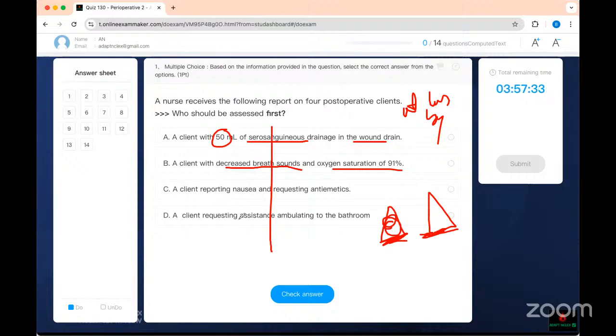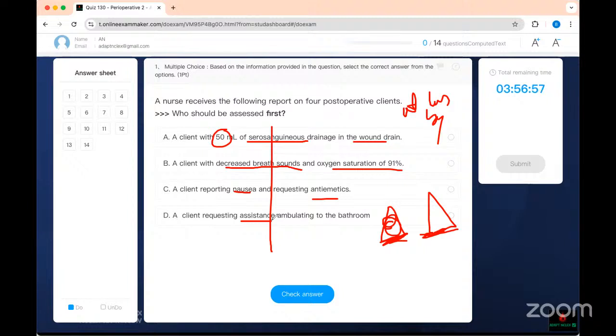The client reports nausea and requests an antiemetic. Well, do you have time to deal with this problem? Think about it. The client requests assistance ambulating to the bathroom. So based on that, you can see that everybody has a problem. I want to walk. I have nausea. I have decreased breath sounds, and there's some drainage in my wound. If you are being sharp, you can see that B is dangerous. He has no time. You have one second. I will see the first one first. Then later on, check the patient with the wound and see if it's okay.